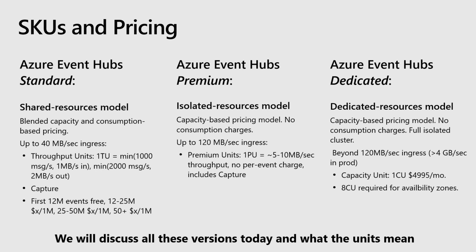Event Hubs Premium is an isolated resources model. I'll explain that. It's a capacity-based pricing model that goes up to 120 megabytes per second in ingress, and you buy these premium units. The concept there, if you are familiar with or heard the session yesterday about Service Bus, is a very similar model where we give you effectively a slice of a cluster in terms of compute and memory that you can then use. And that also enables features in a bit of a different way.